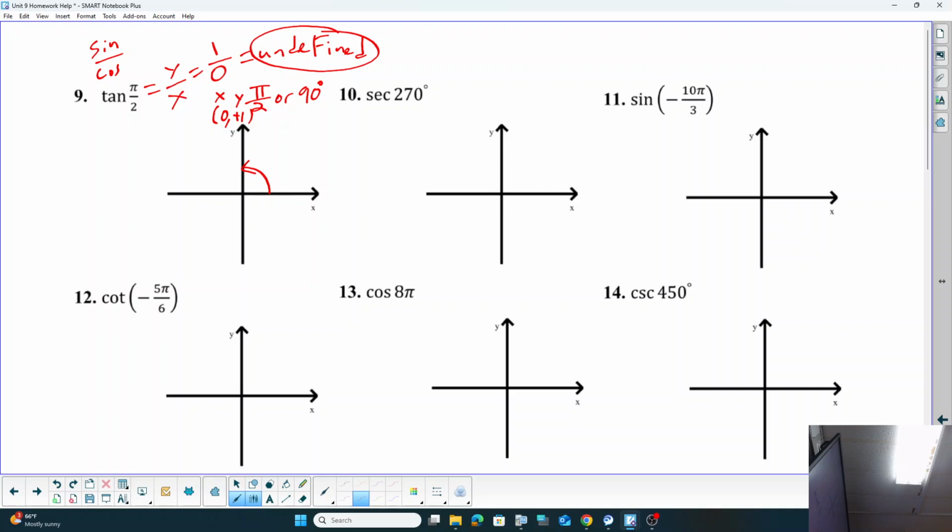Cool. So what is secant of 270 degrees? That's all the way around here. So that's 270 degrees, which is also the coordinate 0, down 1. And secant is 1 over cosine, which is going to be 1 over x. Your x value is 0. So that's also going to be undefined as well.